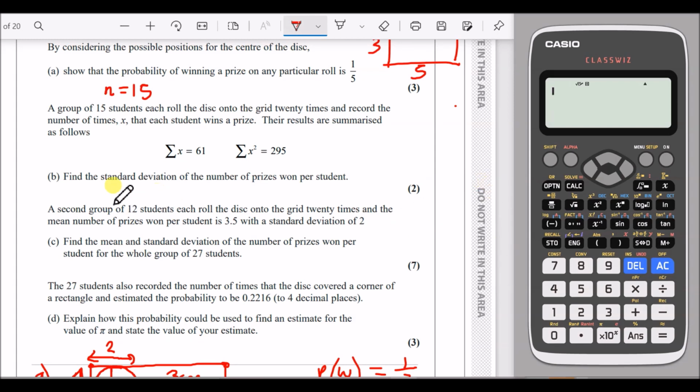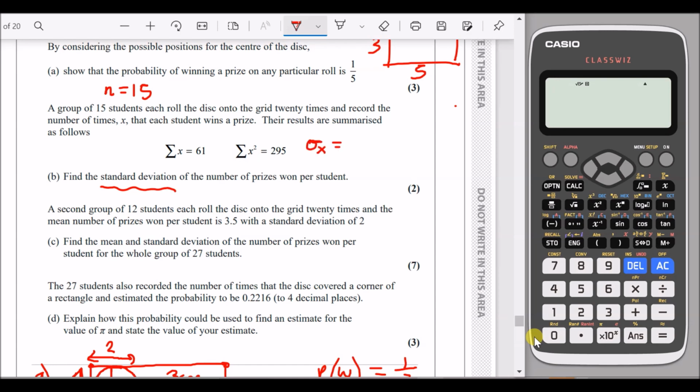Okay, so standard deviation, this is just one of those straight up formulas. The formula for standard deviation is sigma x, which equals, firstly, the sum of x squared over the sample size, which is 15, take away your mean squared. So mean again is the sum of x over n, which is 15, but this time you're going to square the result. And lastly, when you calculate all of this, we need to square root our final answer.